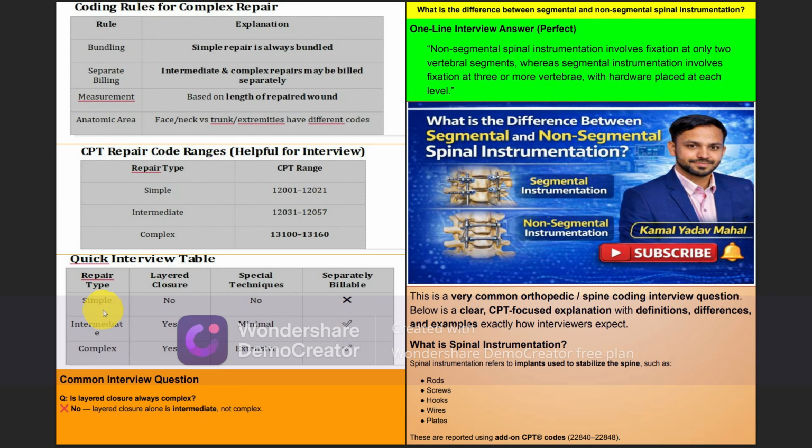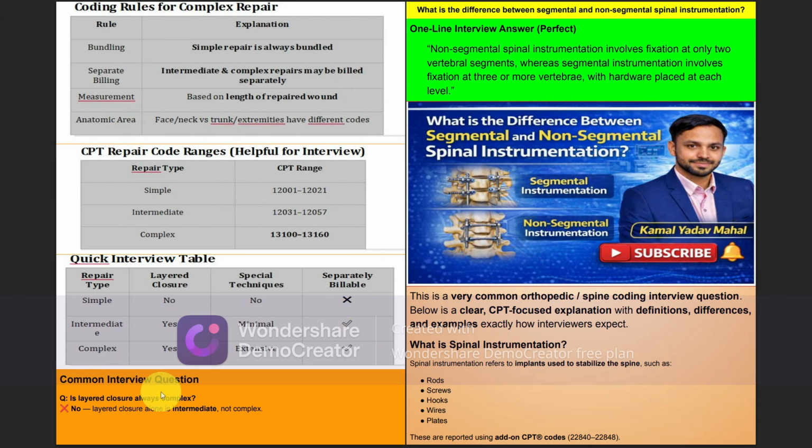Quick interview table: simple repair, layered closure, no. Intermediate repair, layered closure, yes. Complex repair, layered closure, yes. Special technique: simple, no; separately billable, no. Intermediate: special technique minimal. Separately billable, yes. Complex: extensive, and separately billable.